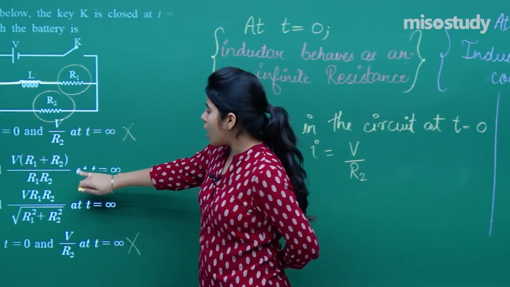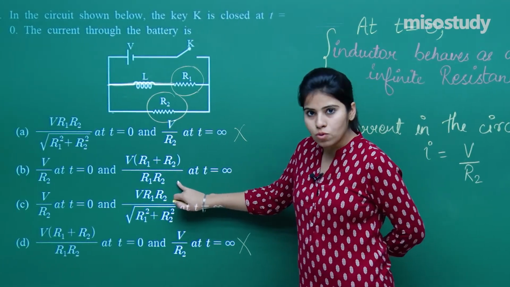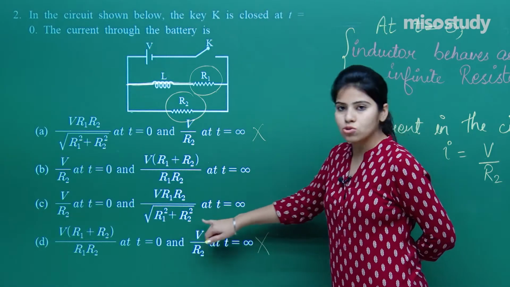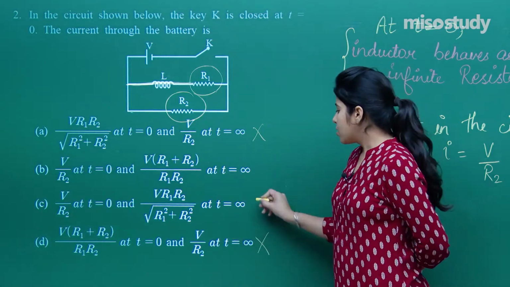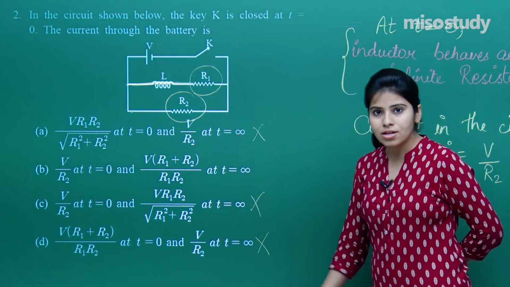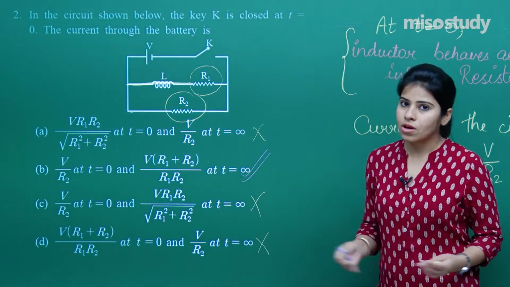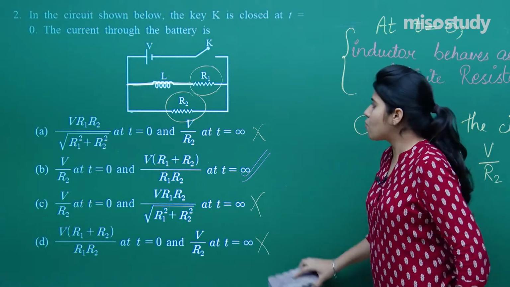V into R1 plus R2 upon R1 R2, and the second one is V R1 R2 upon under root R1 square plus under root R2 square. That means this option is going to be deducted. The correct answer for the question is this. Alright? So that was the easy question.